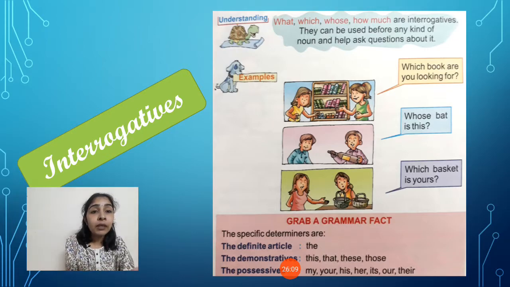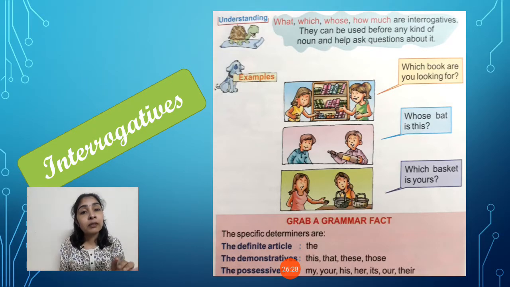Now here the topic determiners completes. We have discussed all types of determiners, the possessive, demonstrative, interrogative and quantifiers. The articles we have discussed in the previous video. So I hope the topic is very much clear to you and there won't be any kind of confusion now onwards.